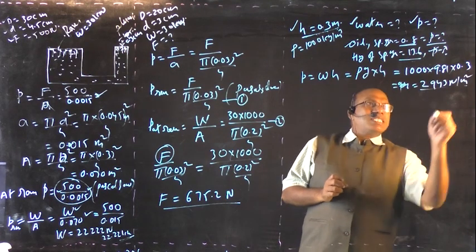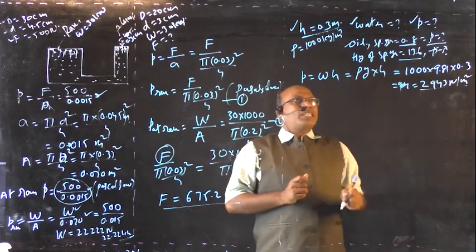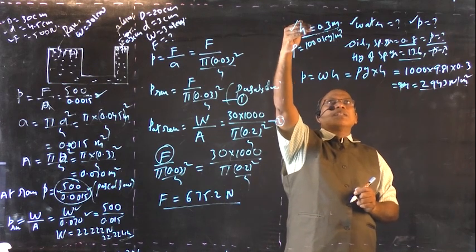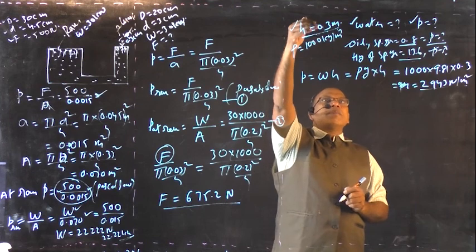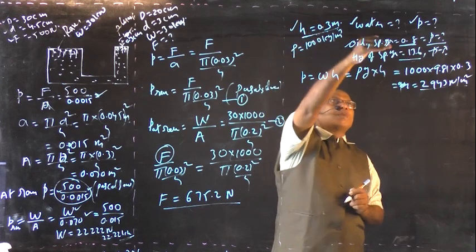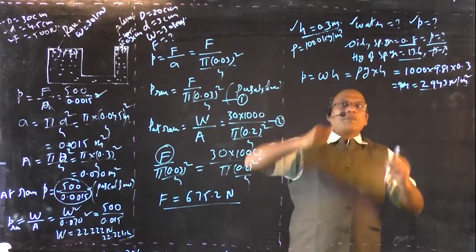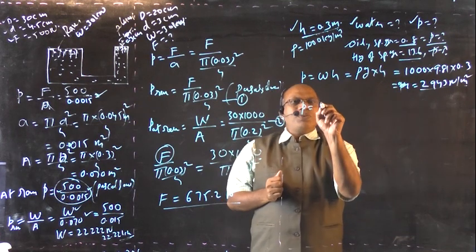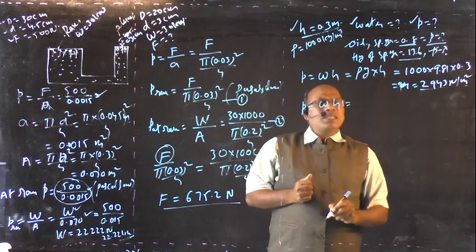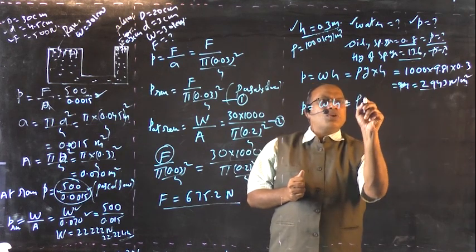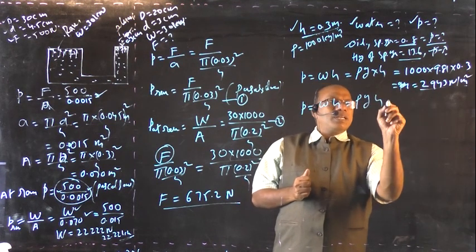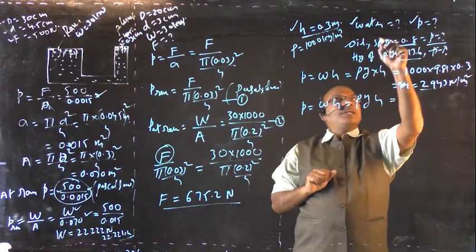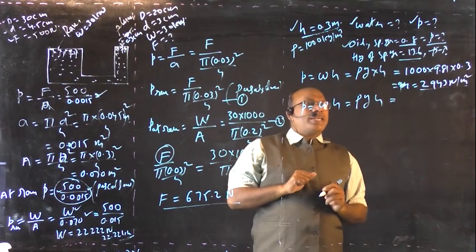This is the pressure intensity because of the water column of 0.3 meters. And the next problem: if the liquid column is 3 meters, and the liquid is oil of specific gravity 0.8, what is the pressure intensity? Same formula, pressure intensity P is equal to WH. W is also nothing but rho G H. Here rho is nothing but the density of oil.